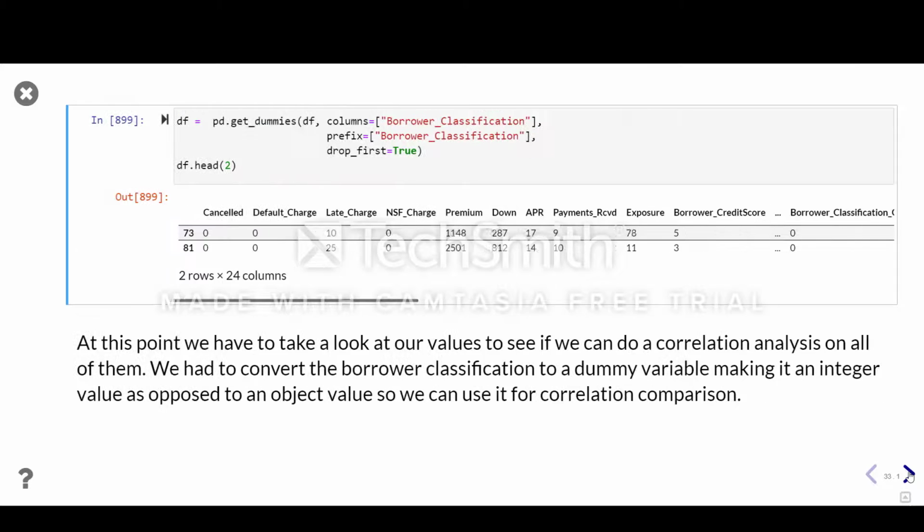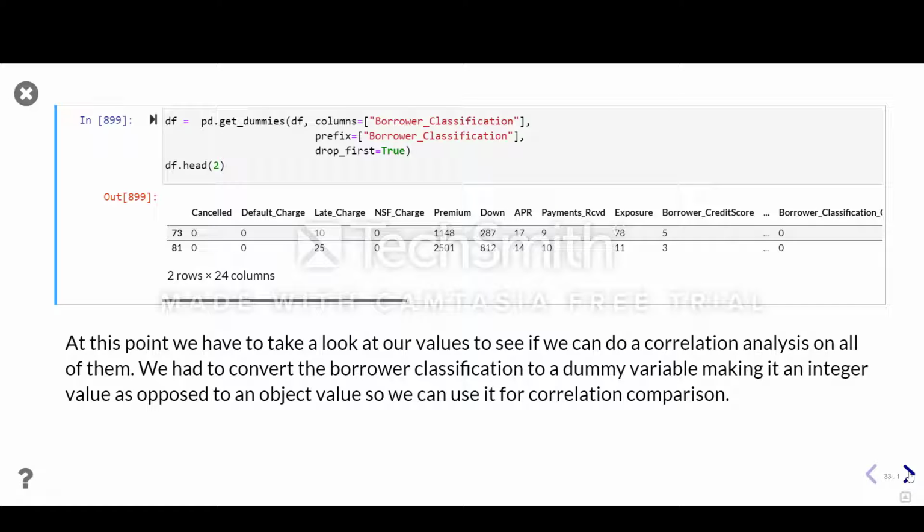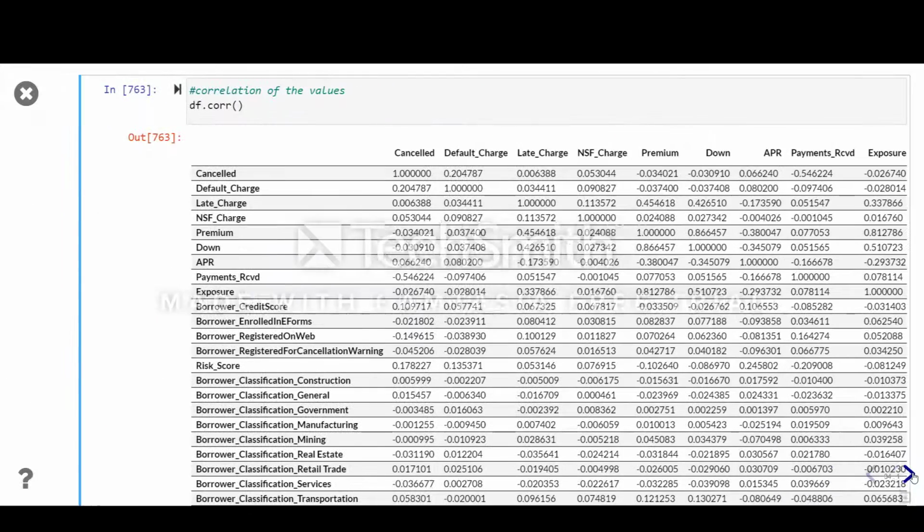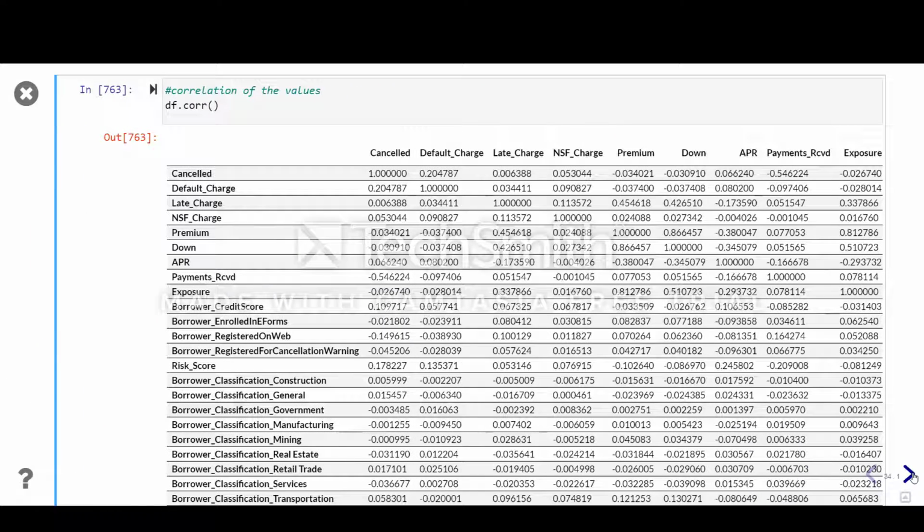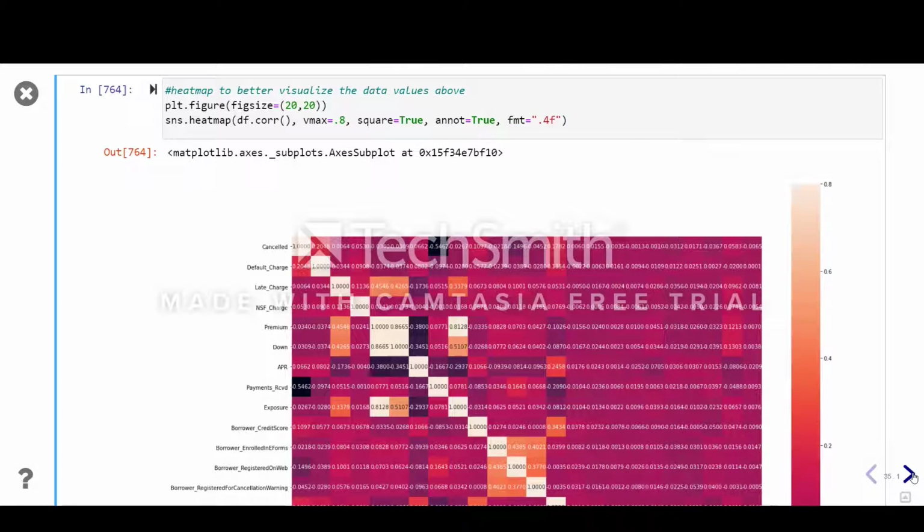So next was exploratory analysis, meaning correlation. First off, I got dummy variables for borrower classification to make for correlation analysis. Here's my correlation analysis. As you can see in the next slide, we did a heat map to more easily visualize it. I like heat maps. It makes things better to understand and to see visually.